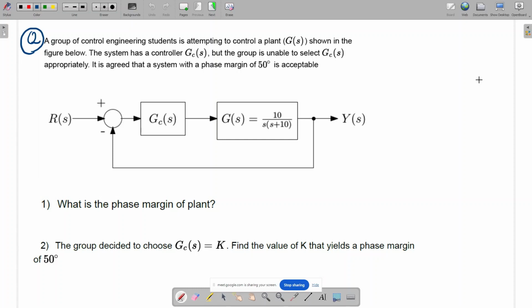Screen is visible to all? Visible, sir. Okay, okay. One second, just a minute.